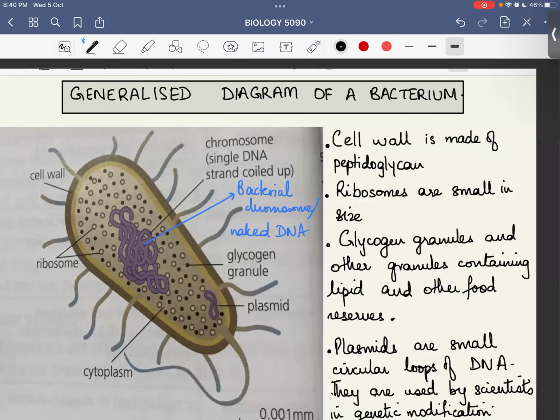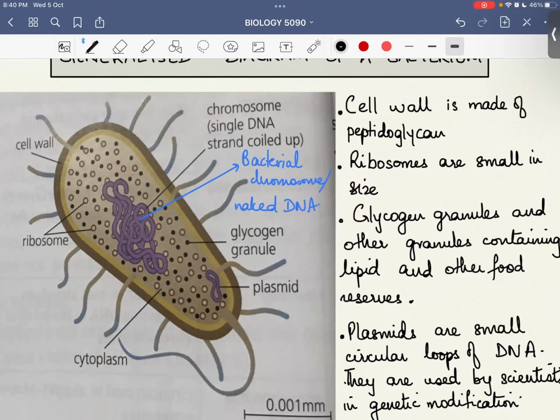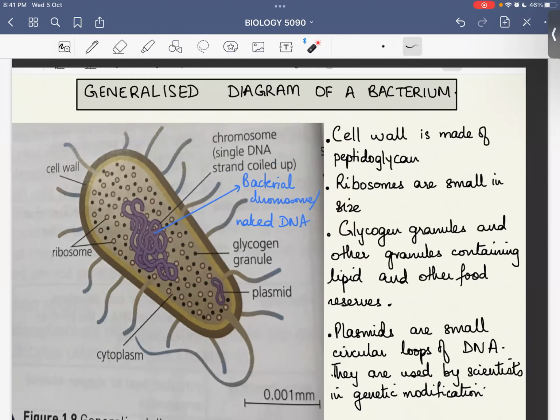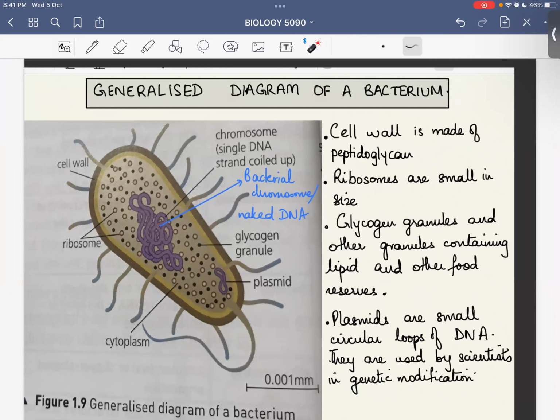So the job of the ribosomes is that they make proteins. They have cytoplasm also, and inside the cytoplasm they have glycogen granules and other granules. And then they have one more thing: apart from their own DNA, they also have a small circular loop of DNA which is known as a plasmid. What are their uses? I'm not going to teach you right now because we'll do it when you go to grade 11. Okay, we'll do it at that time, it's not necessary right now, right?